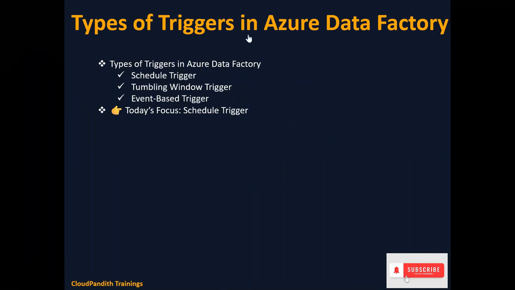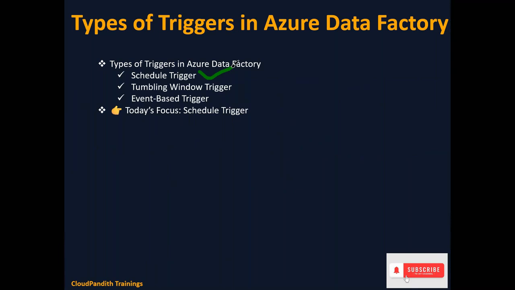Azure Data Factory provides multiple trigger types. One of them is a schedule trigger. It is used when a pipeline needs to run based on time, meaning every minute, every hour, every day, every week, every month. Okay, those are the different timings.